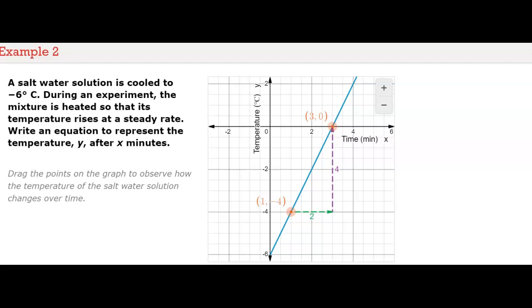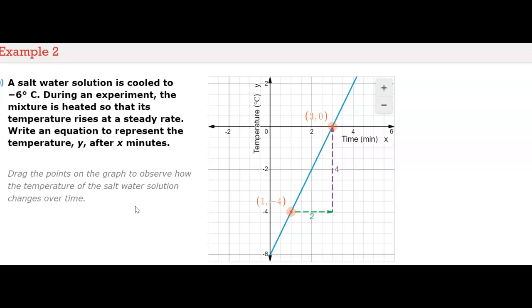A saltwater solution is cooled to -6 degrees Celsius. During an experiment, the mixture is heated so that its temperature rises at a steady rate. Write an equation to represent the temperature y after x minutes. Okay, so we have to write an equation first. So the saltwater solution is cooled at -6 degrees. They've already placed the line, so we just have to write the equation.